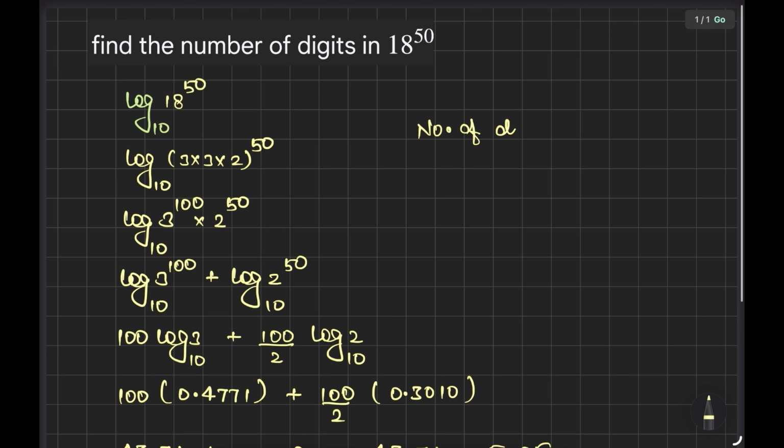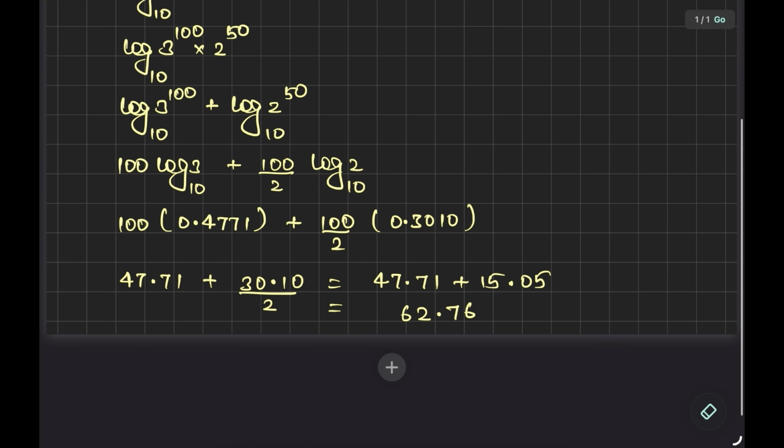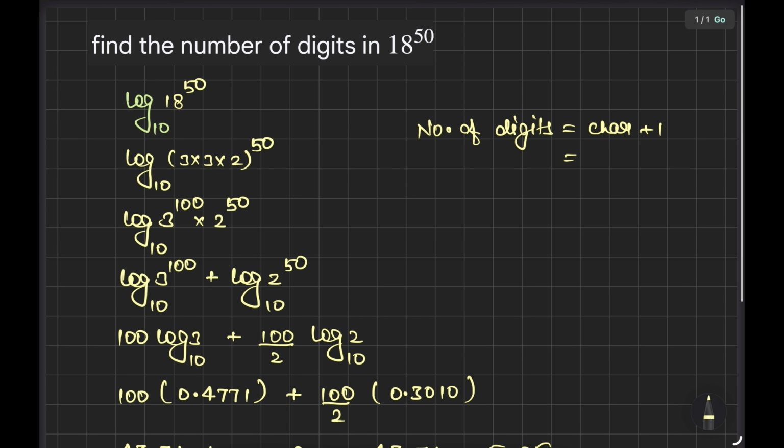Number of digits is characteristic plus 1. And you know that the characteristic will be what? You will imagine yourself on the number line at 62.76 and you will move towards the negative, left-hand direction in the search of an integer. So you will find the first integer as 62, plus 1. So it will become 63. Therefore the required number is 63.